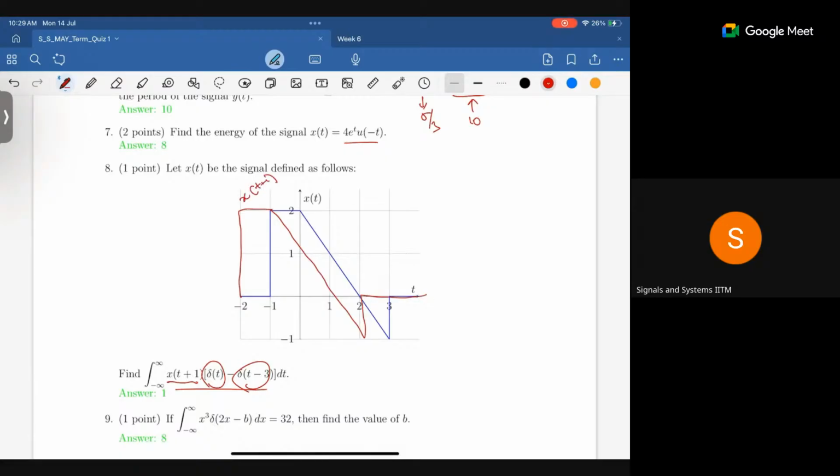Now you just have to sample at t is equals to 0, and then t is equals to 3, it is anyway 0. So you'll have at t is equals to 0, you'll have strength of 1. So the integral will turn out to be equals to 1.